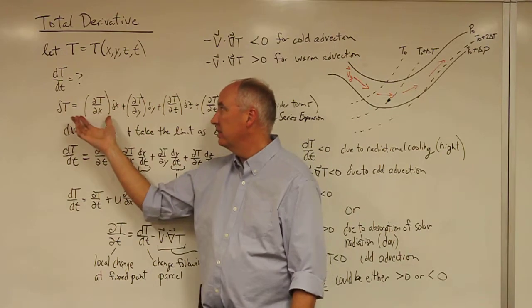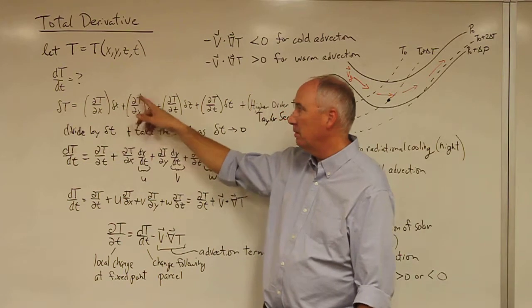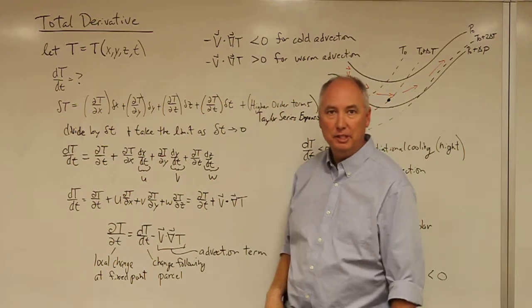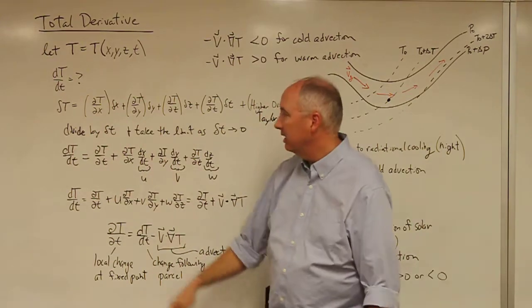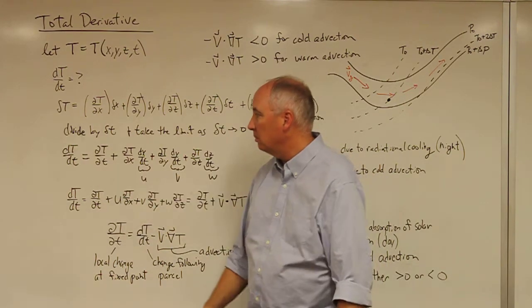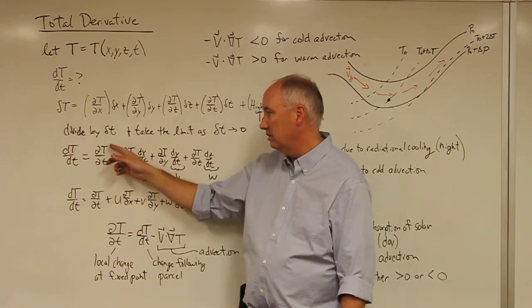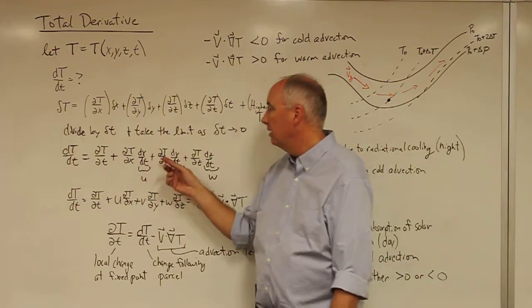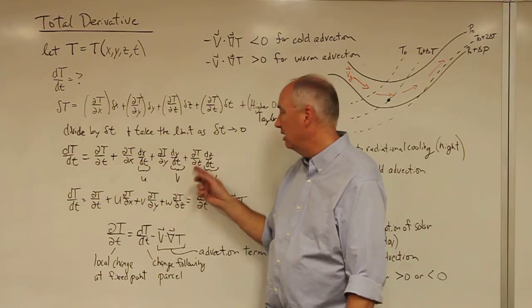If we do a Taylor series expansion, doing del t, we'll get partial T over partial x times del x plus partial T over partial y times del y, etc., plus higher order terms from the Taylor series expansion. If we ignore the higher order terms and we divide everything by del t and take the limit as del t approaches 0, we'll get the following expression where the total derivative is equal to partial T over partial t, temperature and time, plus partial T over partial x times dx over dt, partial T over partial y, dy by dt, and partial T over partial z, dz by dt.